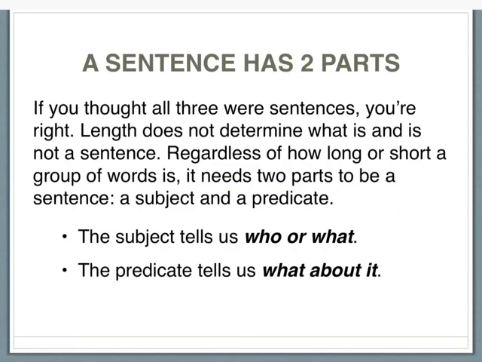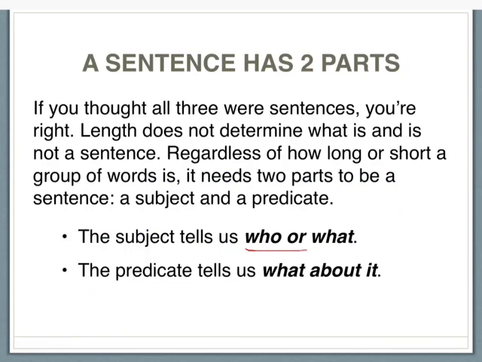Length does not determine what is or is not a sentence. Regardless of how long or short a group of words is, it needs two parts to be a sentence, a subject and a predicate. So you can write what you think is a sentence that's three lines long on a piece of notebook paper, and sometimes it's not even a sentence. Likewise, you can write two words, and as long as it has a subject and a predicate, it's a sentence.